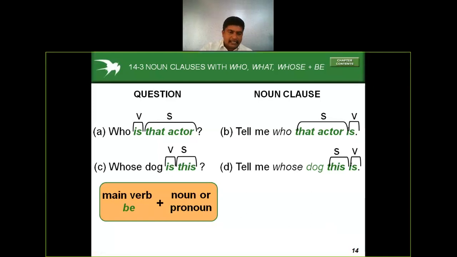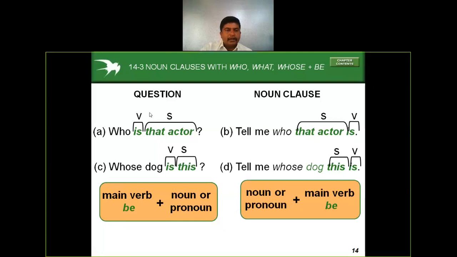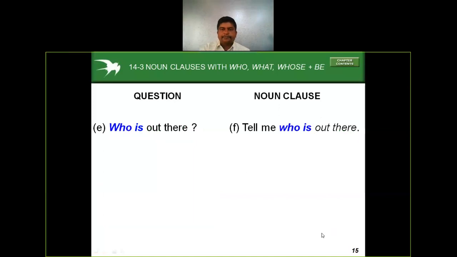Main verb plus noun or pronoun should be added. This is a formula. Write it down under the question. Under the question, there will be a main verb plus a noun or pronoun. Under the noun clause, it is noun or pronoun plus main verb. The to-be form, you know very well, is always divided into three: is, am, are. Can you get me? Yes.